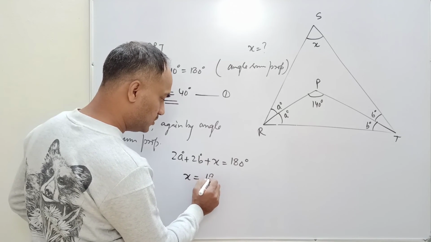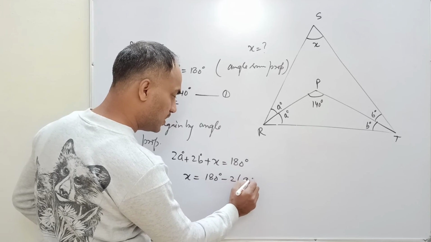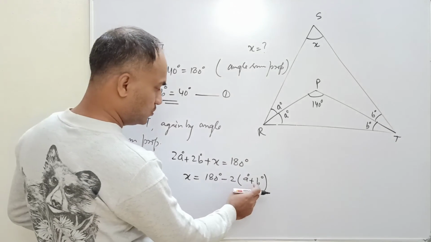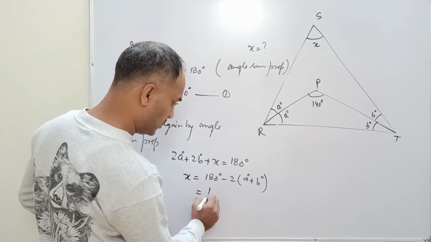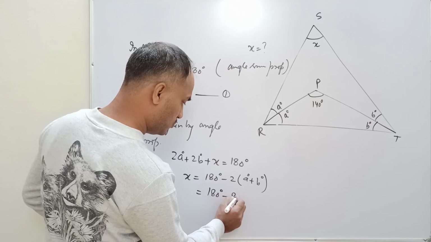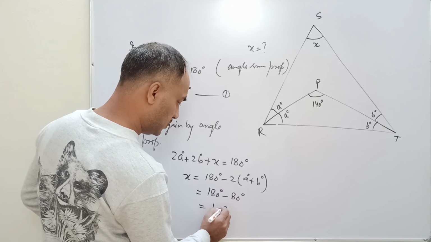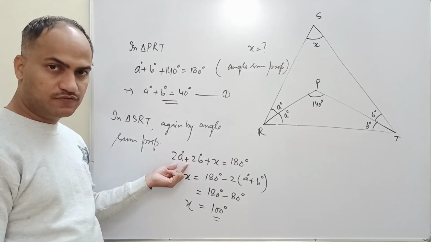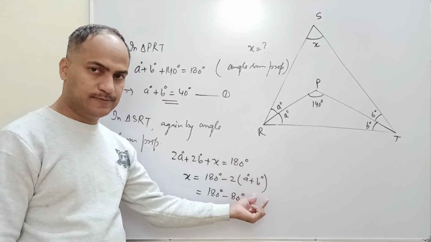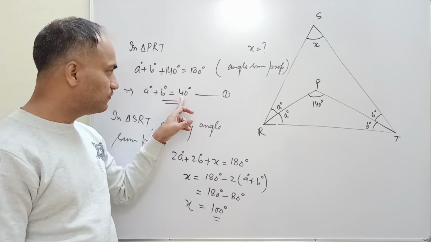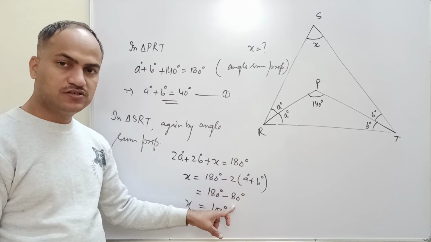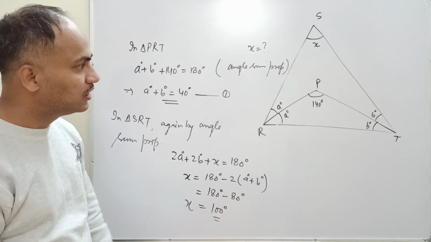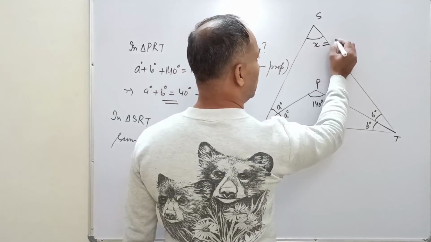So X will be equal to 180 degrees minus 2 times (A plus B). And A plus B we know is 40. So 40 into 2 becomes 80. So how much is this? 100 degrees. Okay, so the value of X is 100. How did we do it? I took 2 common from these two and shifted this term to the other side. So A plus B we have 40. 40 into 2 becomes 80. 80 when we separate from this, X is 100 degrees. So the value of this angle is 100 degrees.